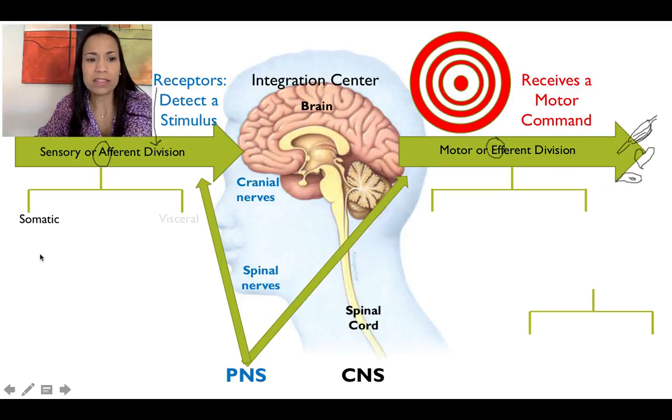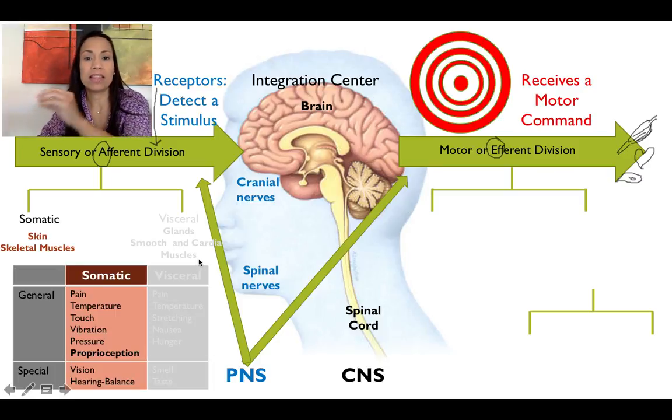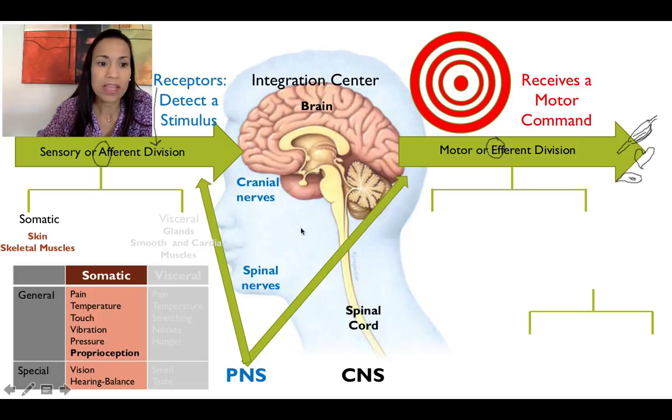What is the somatic division? Remember, it is the one that innervates skin and skeletal muscles, your shell. And the visceral division, which covers the glands and the smooth and cardiac muscle tissues, will be studied in the next chapter, where we cover the autonomic nervous system.